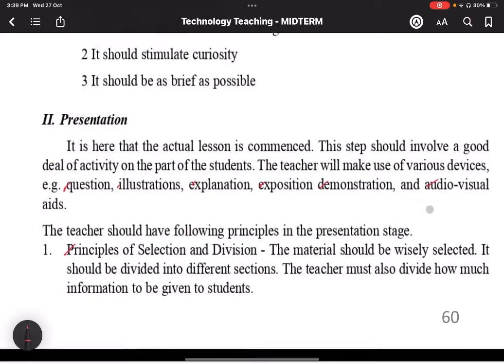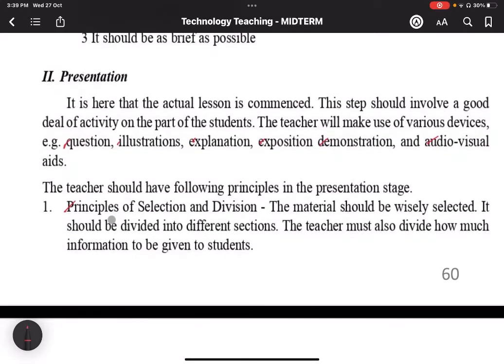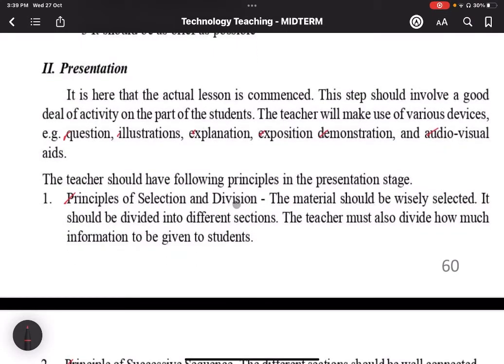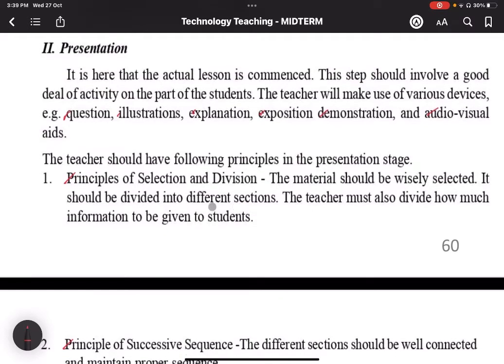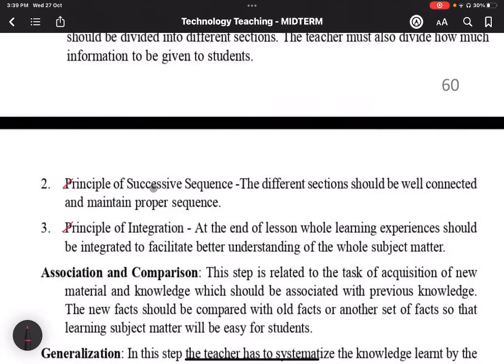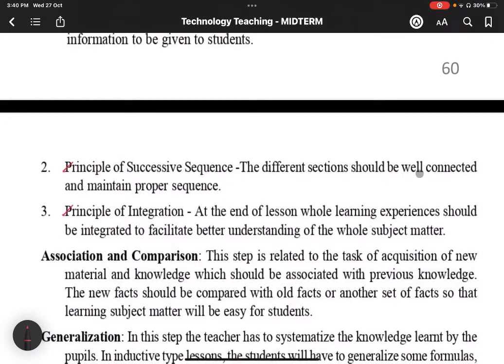Sa presentation, medyo magbibigay ka na ng mga questions, illustrations, explanation. Magde-demonstrate ka na, yung mag-use ka na ng audiovisual aids. Now, under ng presentation, principles of selection and division. The material should be wisely selected. It should be divided into different sections. Next, with the principle of successive sequence, dapat may continuity, di ba? It should be well connected and maintain proper sequence.